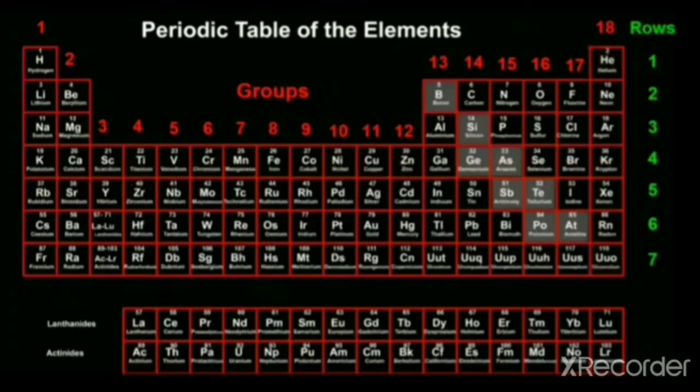Let us take one more example, that is copper. Let us find the group for copper. It is the 11th group, and it belongs to the 4th period. So like this, you can find that each and every element in the modern periodic table belongs to a particular group and a particular period.